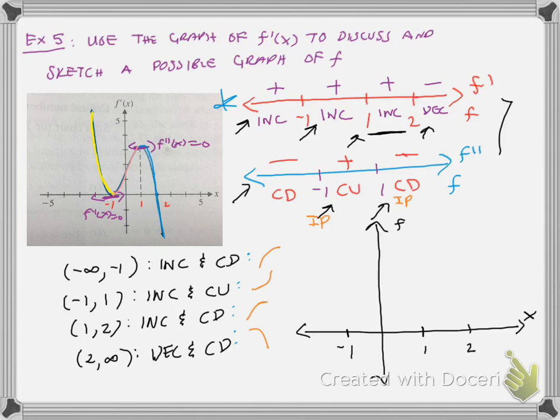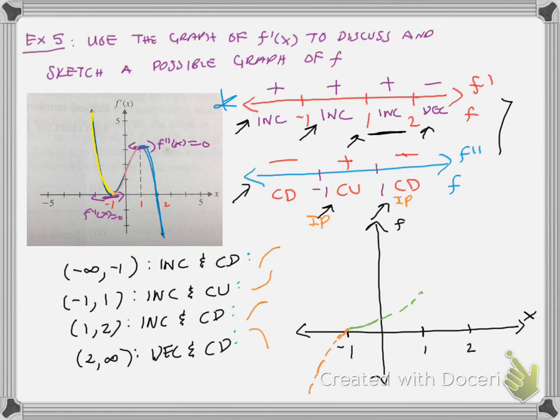So the graph is going to look like, from negative infinity to -1, I'm increasing and concave down. So I can do something like this, making sure, let's say I go through the inflection point there. From -1 to 1, I'm increasing and concave up. So I can do something like this. I'm going to put it together in a minute. And let's say my inflection point is there.